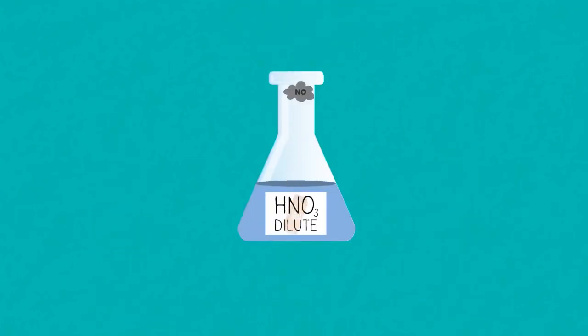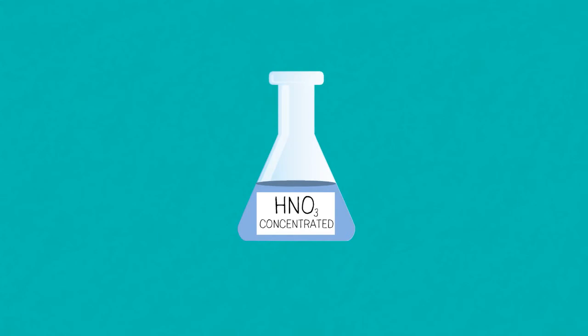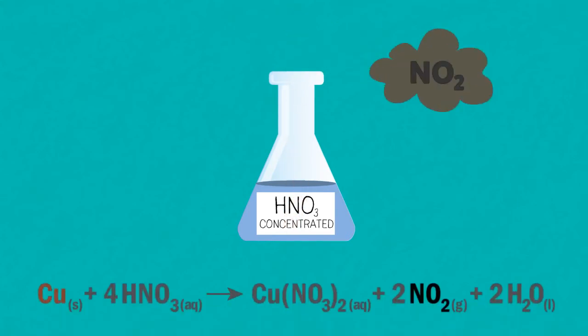Copper will produce nitrogen oxide gas in dilute nitric acid, as shown by this equation, whereas in concentrated nitric acid, nitrogen dioxide is produced, as shown by this equation. However, you should be warned that nitrogen dioxide is toxic.